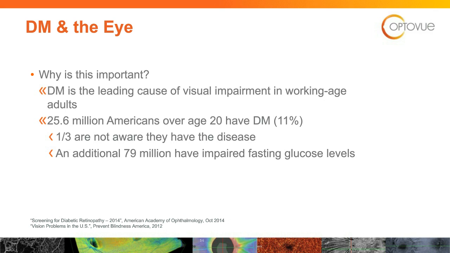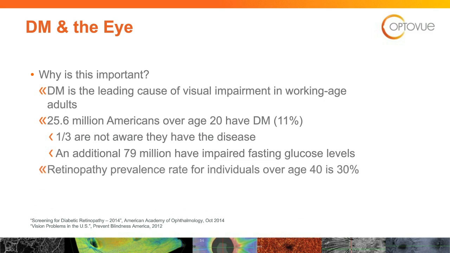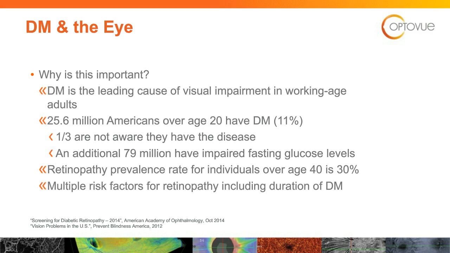More and more are developing diabetes and more are developing prediabetes, and we need to just be aware of that, and we're going to be managing that. Retinopathy rate is about 30 to 35%, depending on the literature that you read, and certainly that's important, and there's multiple risk factors for the development.